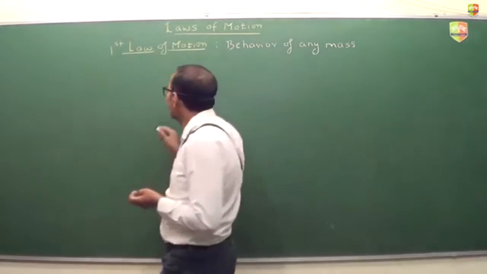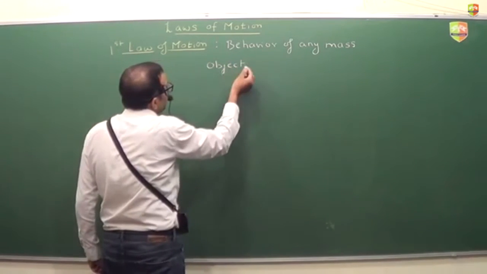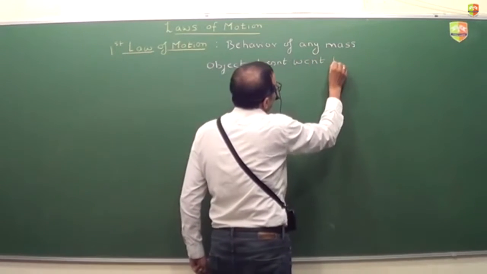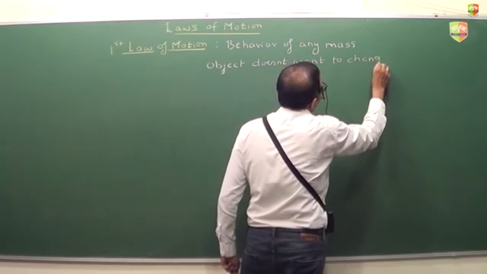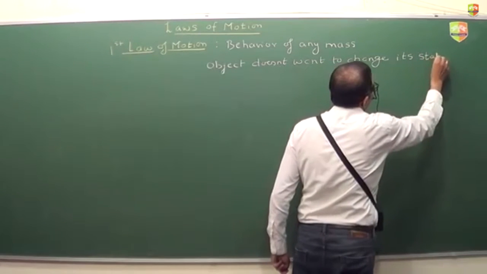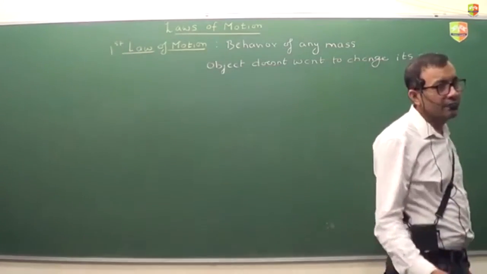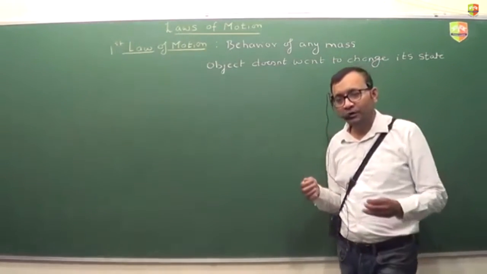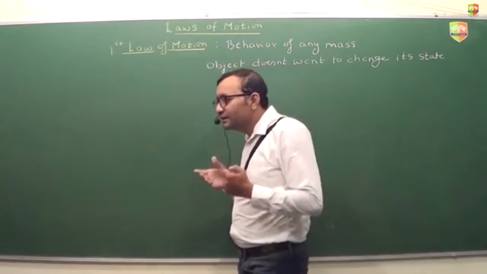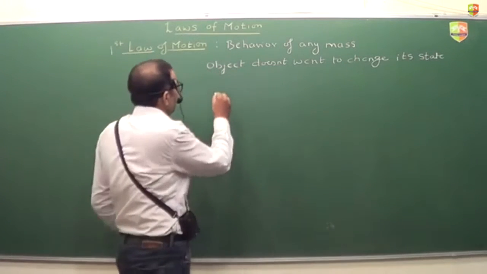So, basically, write down: the object or mass, I will be using object and mass interchangeably, doesn't want to change its state. That is the behavior. Whatever state the object is in, the object wants to be in that state. Now, when I say state, there are two kinds of states. State of rest, write down.